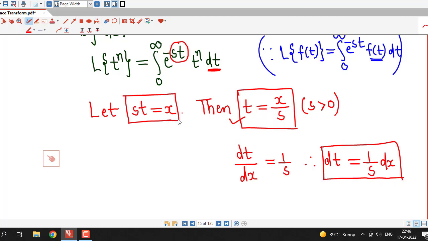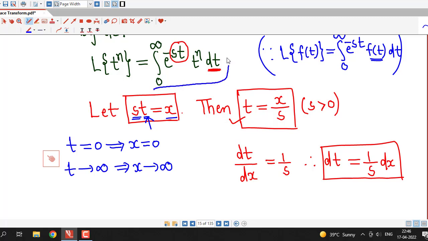And we have to decide the limits of new variable x also. So here limits of original variable t are from 0 to infinity. So we can see that when t is 0, and we have taken s as positive real number, we will have x equal to s into 0, that is 0. Similarly, if t approaches infinity, and because s is positive, x will also approach infinity. Therefore limits of new variable x are also from 0 to infinity.